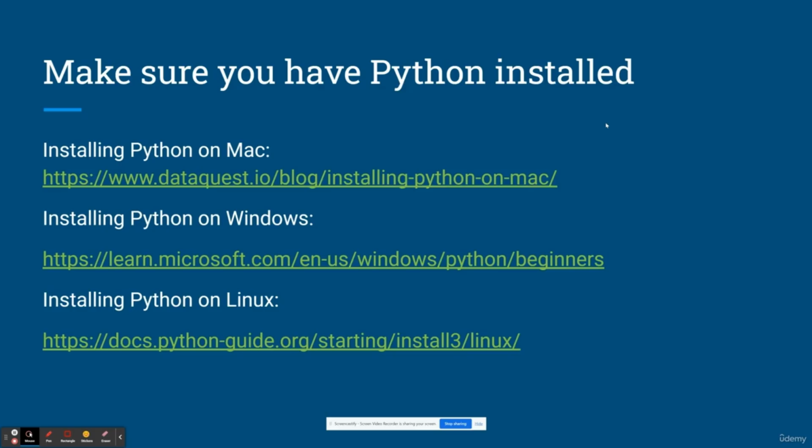So make sure you have Python installed. There are 3 different guides, one for installing on Mac, one for installing on Windows, and last one for installing on Linux. The first one is a free guide by dataquest.io for installing Python on Mac. Just click through the link, which I will attach in a subsequent resource on the course, that you can use to install Python on your Mac computer. You can also install it on Windows using a guide provided by Microsoft, and install Python on Linux by following a guide by python-guide.org. Once you have Python, you should be able to type Python into the terminal and enter a virtual shell. If you do that, then you know that you have Python installed correctly.